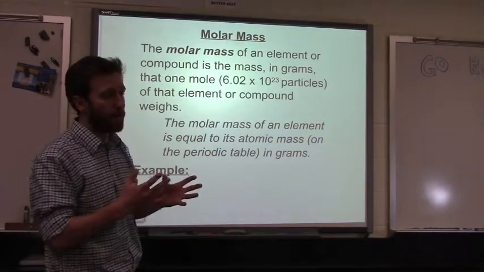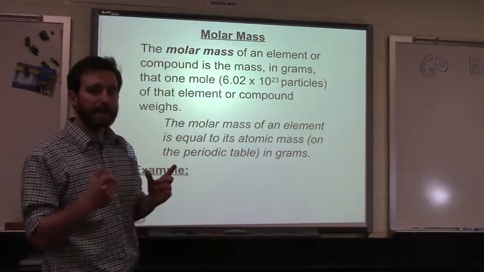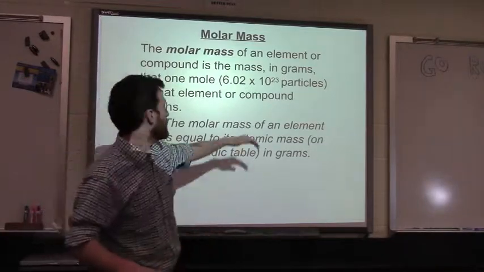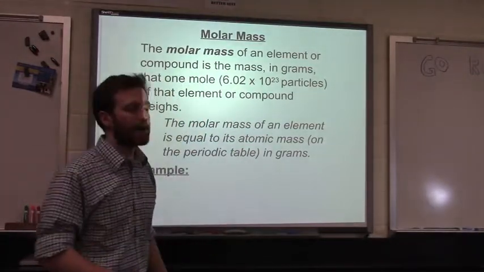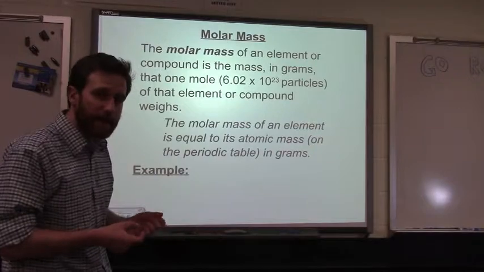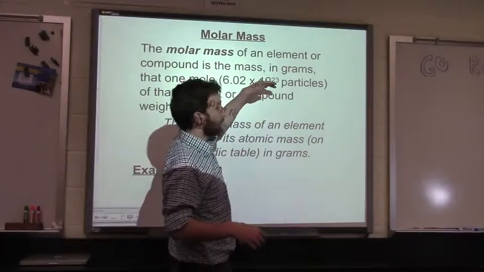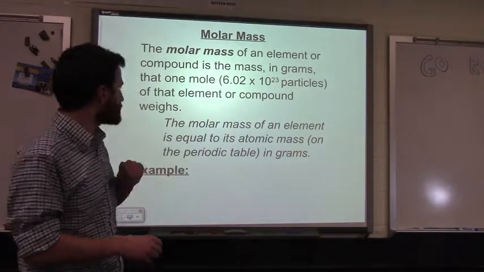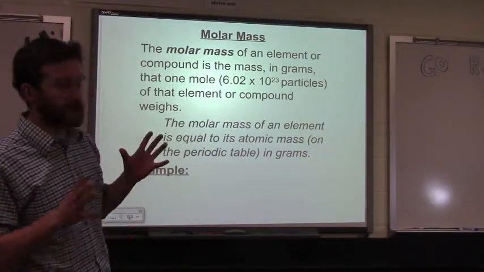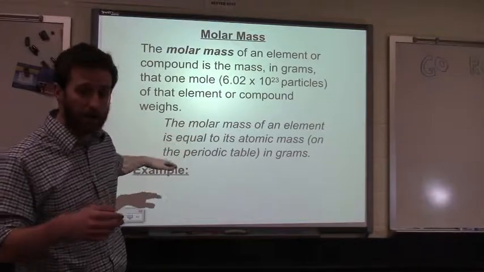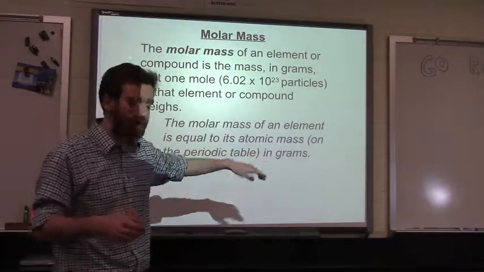So I can find the molar mass of carbon, and that's the number of grams that this many atoms of carbon weighs. Or I can find the molar mass of water, and that's the number of grams that this many molecules of water weighs. So the molar mass of an element is equal to its atomic mass, found on the periodic table, but expressed in grams.